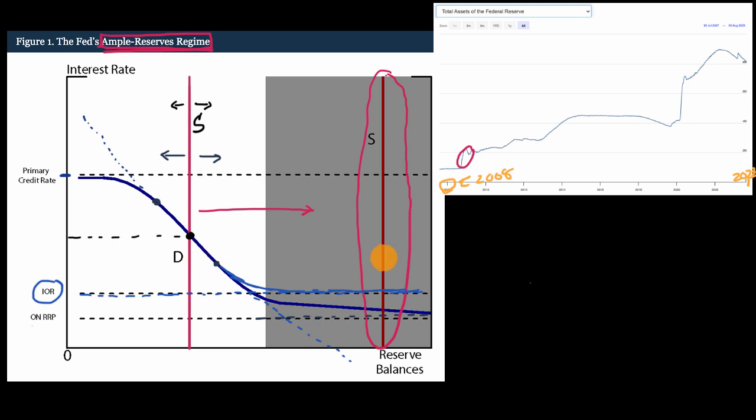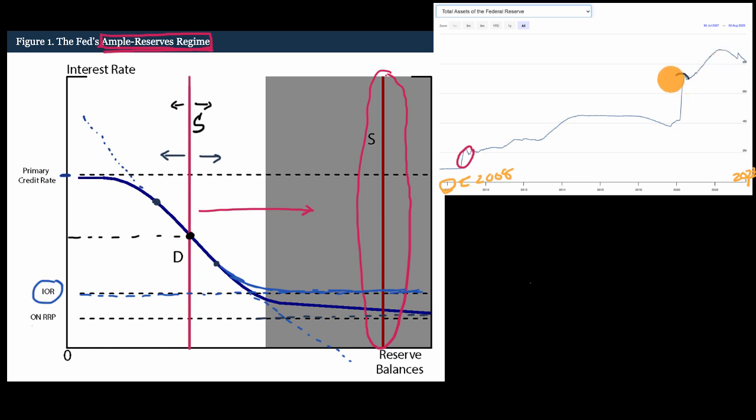the economy. If you're out here on the right side, if you move this vertical red line to the right or the left, it's not going to change the overnight borrowing rate because you're essentially going to be hugging this pretty flat blue line. And things have gotten even more ample since 2008. We went from roughly 1 trillion to 2 trillion. And then out here, we're approaching 8-9 trillion.